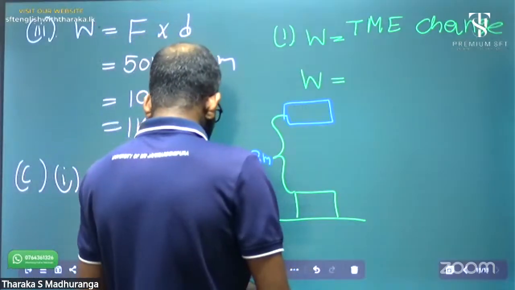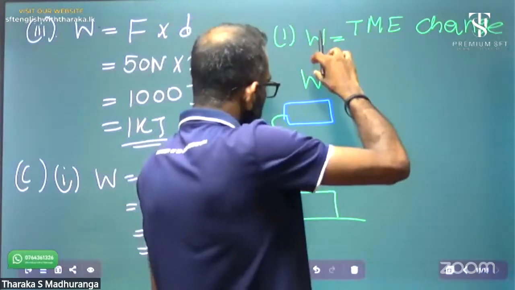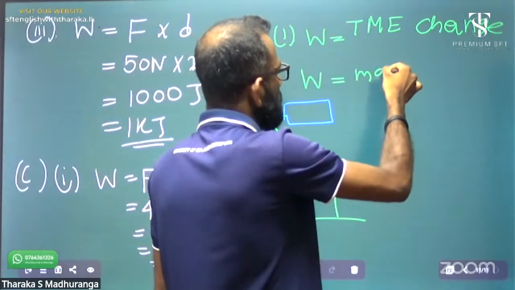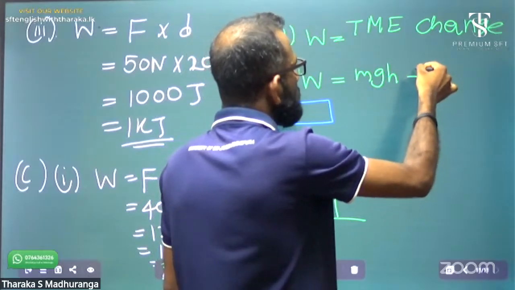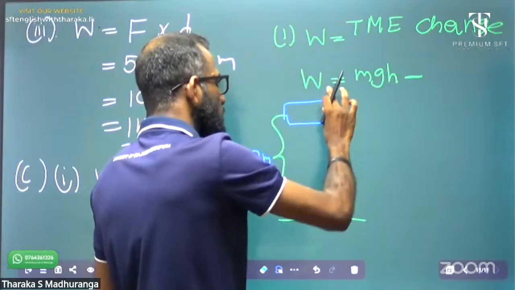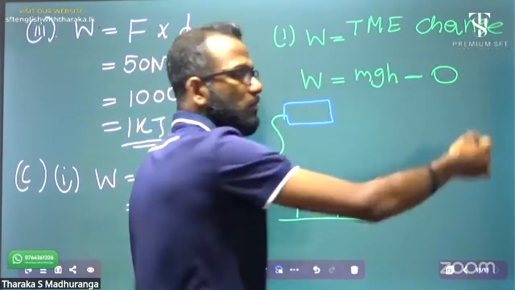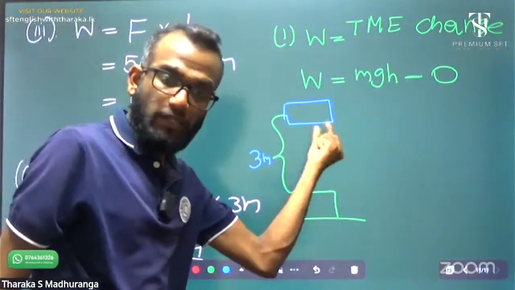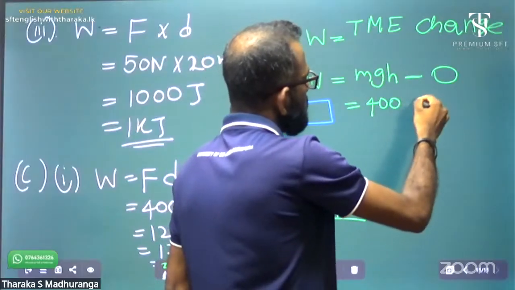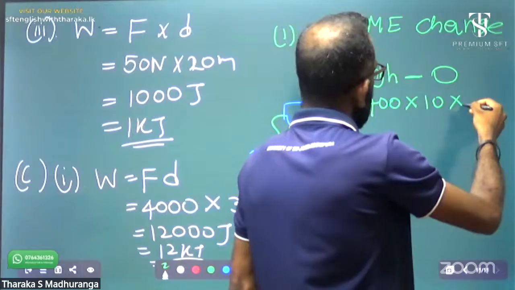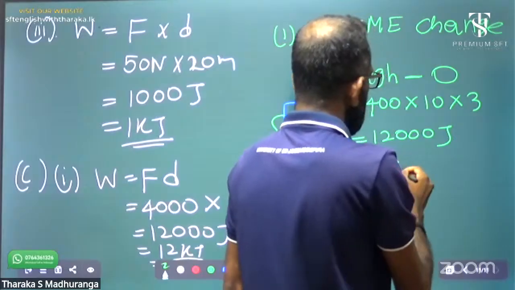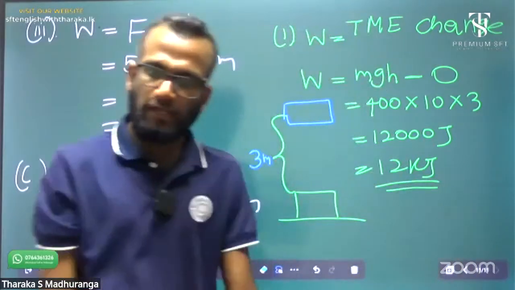Therefore, at the 3 meter above point, the total mechanical energy is mgh. Work is the change in total mechanical energy: this point's total mechanical energy minus this point's total mechanical energy, 0. mgh means potential energy at this point, right? Now mgh: mass 400, gravitational acceleration 10, height 3, gives 12,000 joule, 12 kilojoule. Both methods are correct.